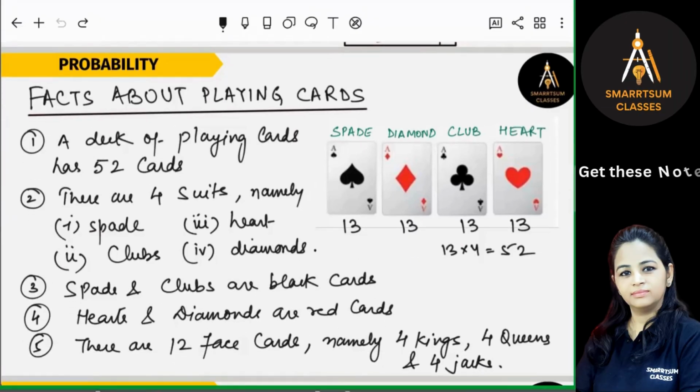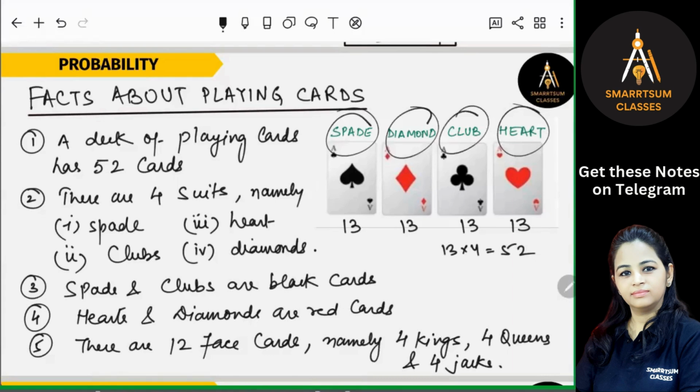A deck of playing cards. It has 52 cards in total. In this deck of cards, there are four suits, meaning four different types of cards: spade, diamond, club, and heart. Every suit has 13 cards, and that's how it makes 52.